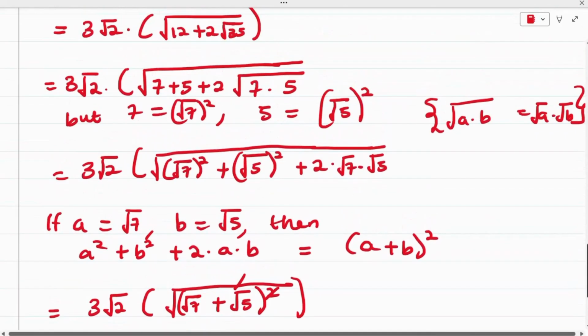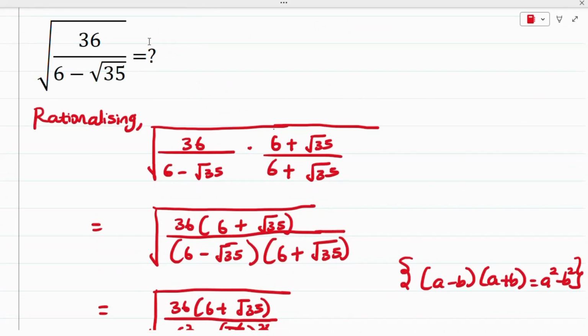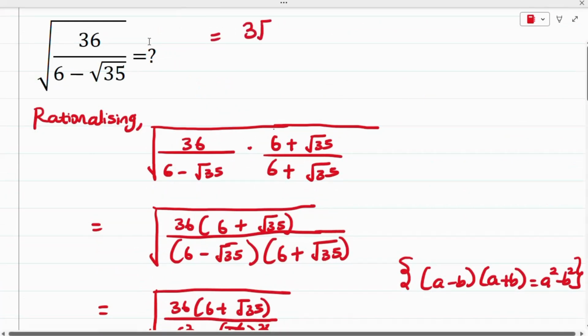So guys, this is how you can solve this nice radical math problem right here, and we have our answer to be equal to 3 root 2 multiplied by the root of 7 plus the root of 5, and this is the final answer.